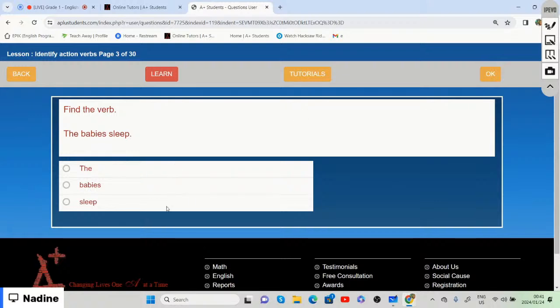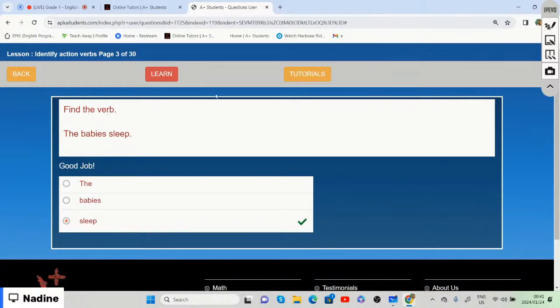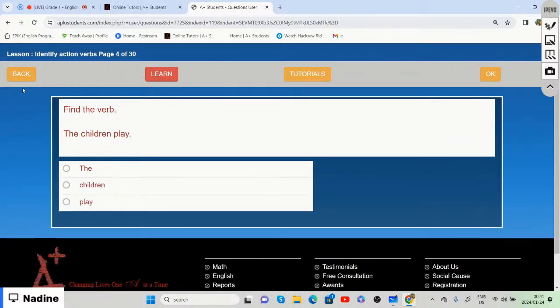So the babies sleep. Is it the babies or sleep? That's the action verb. So if we find the verb, the babies sleep. So sleep is our verb. So well done. Sleep is our verb.